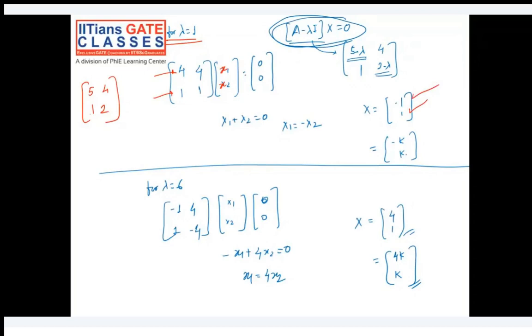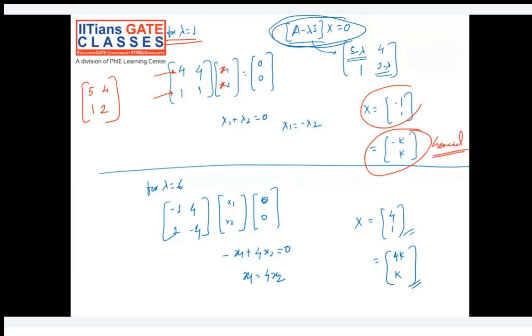Okay, so these are the eigenvectors. Either you can write this or this, both are correct. This is a general way of writing, and this is a more specific way of writing.